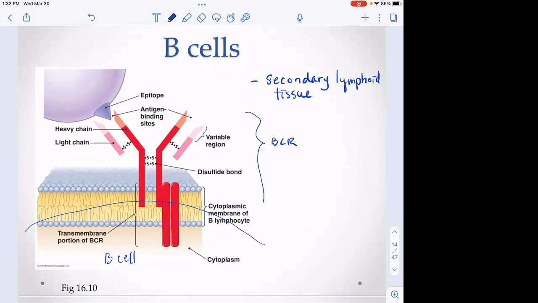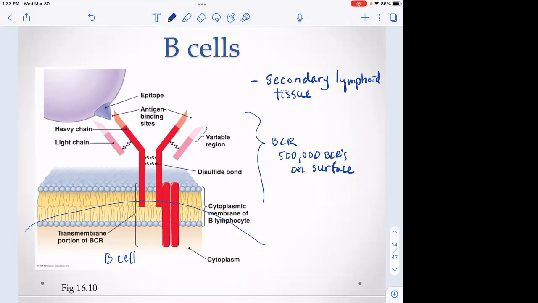Keep in mind, a picture like this shows you one B cell receptor, but there are thousands, up to maybe 500,000 B cell receptors on the surface of one B cell. So this picture doesn't really do it justice. Picture B cell receptors coating the entire B cell.